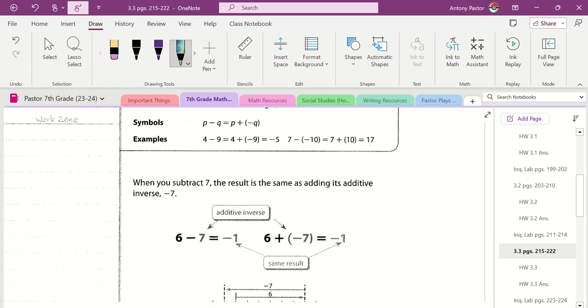And this is something I haven't taught you yet. When you have a number minus a negative number, you take these two lines and just make them an addition sentence. If I'm saying 7 minus negative 10, it's the same thing as saying 7 plus 10.